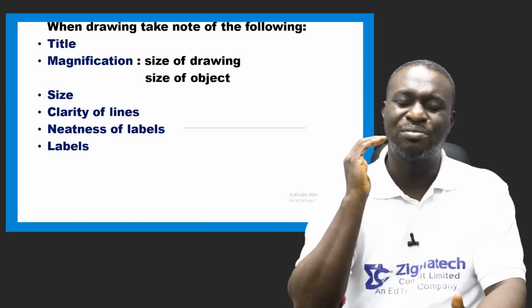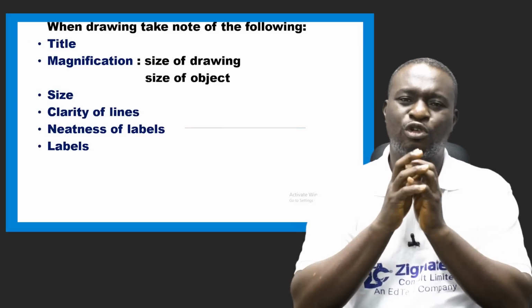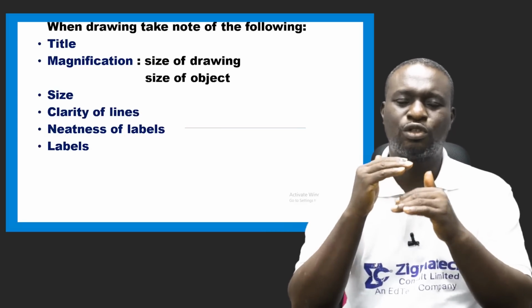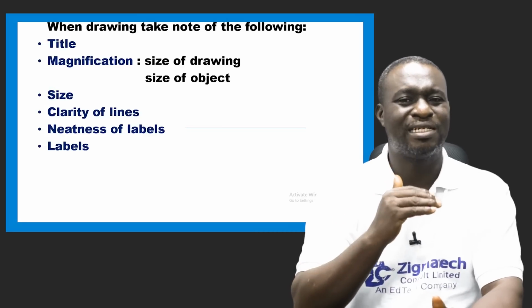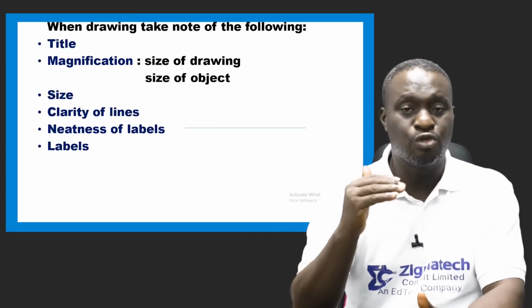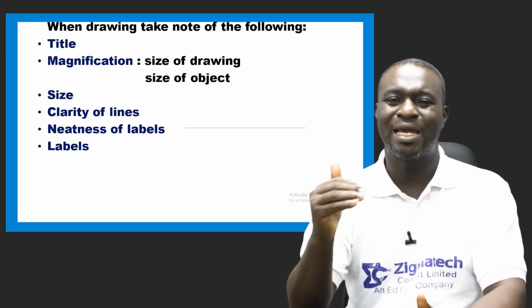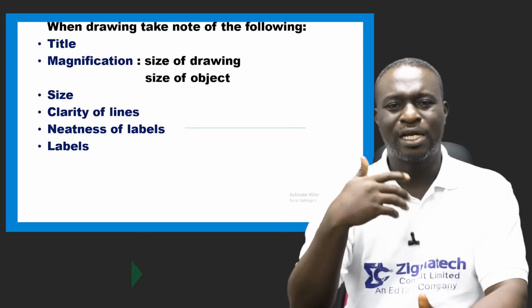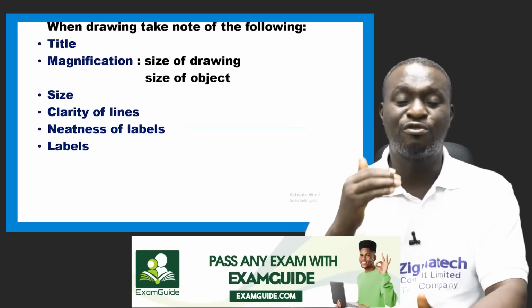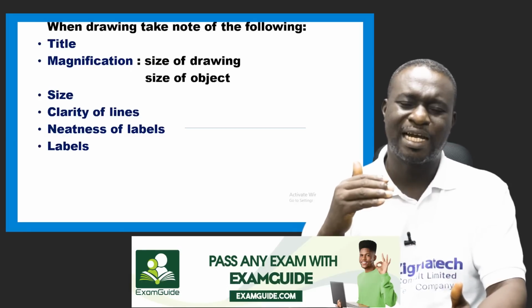You see diagrams in biology practicals. So please take note of your title. Let your title come immediately after the diagram. And when drawing your title, if there is a view you are actually drawing with, let the view be added to the title. You can say a lateral view of a tilapia fish. That is a better title to give.